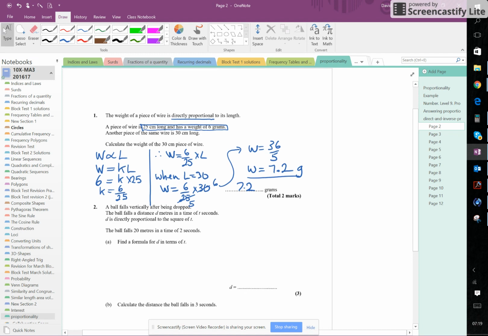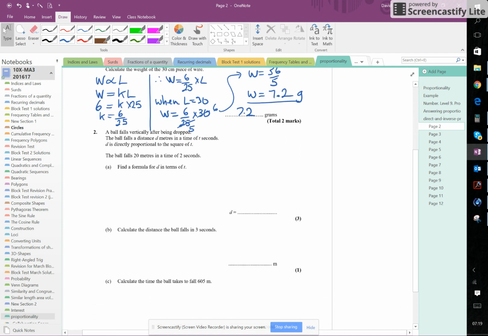Okay, another question. A ball falls vertically after being dropped. The ball falls a distance d meters in a time of t seconds. D is directly proportional to the square of t.